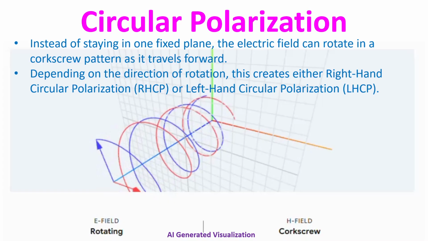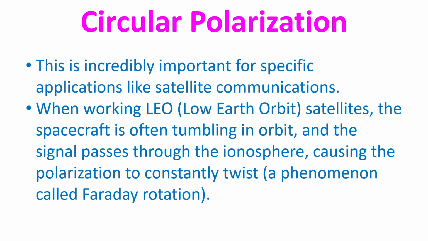Circular polarization. Instead of staying in one fixed plane, the electric field can rotate in a corkscrew pattern as it travels forward. Depending on the direction of rotation, this creates either right-hand circular polarization or left-hand circular polarization. Circular polarization is incredibly important for specific applications like satellite communications.